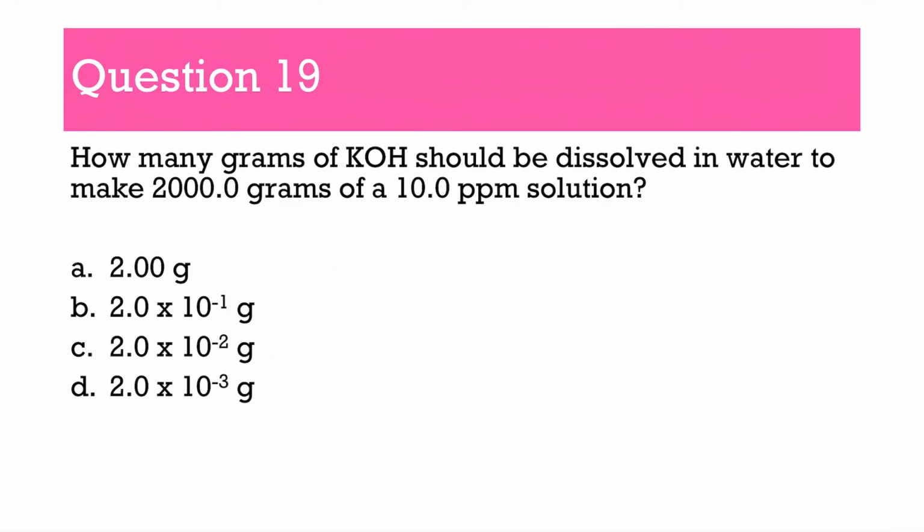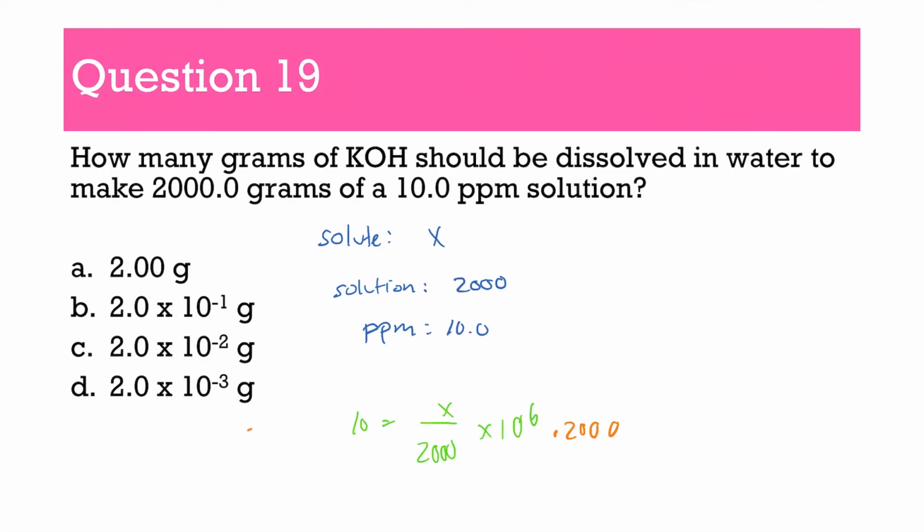Number 19, how many grams of KOH should be dissolved in water to make 200 grams of a 10 ppm solution? So again, very similar to the other question. We're looking for the solute. We have the solution, which is 2,000, and our ppm, which is 10. And so if we plug that in, we get 10 equals x over 2,000 times 10 to the 6th. And so we're looking for that x. Our first step is going to be to multiply both sides by 2,000.